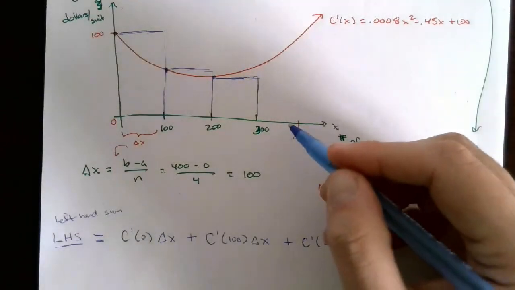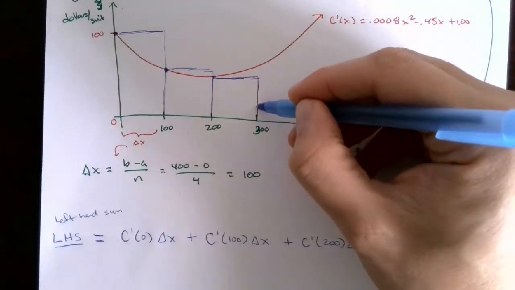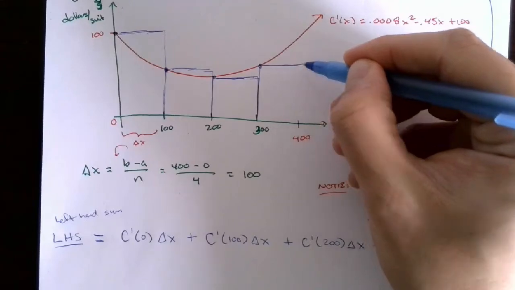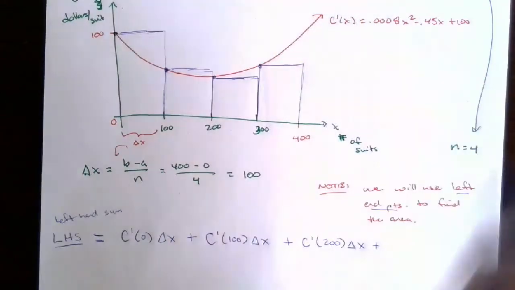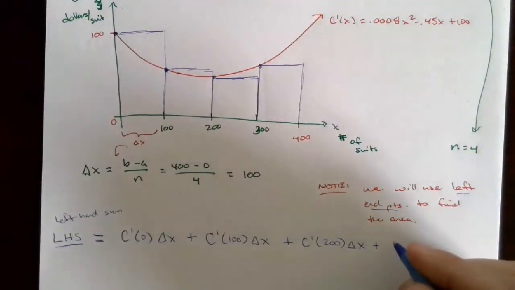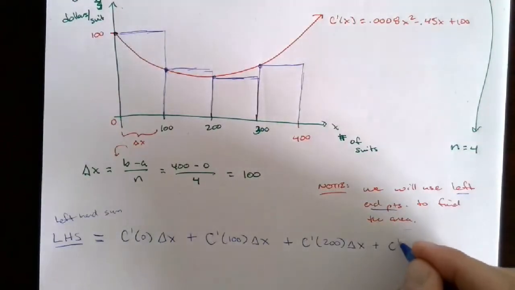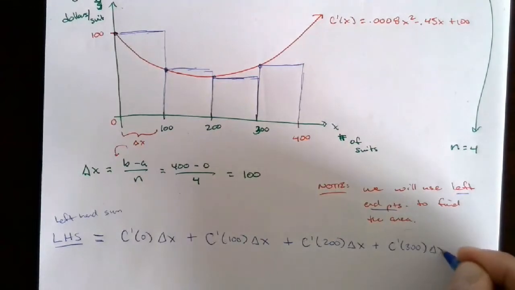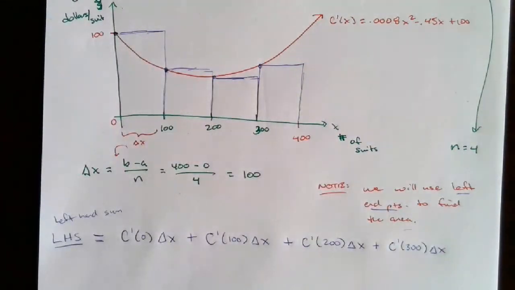plus the last one here. You've got this 300 as your left endpoint. We go up to the function, and then we go at a right angle over, and then back down. And so the height of this rectangle is c prime of 300 times the width of it, which is delta x.